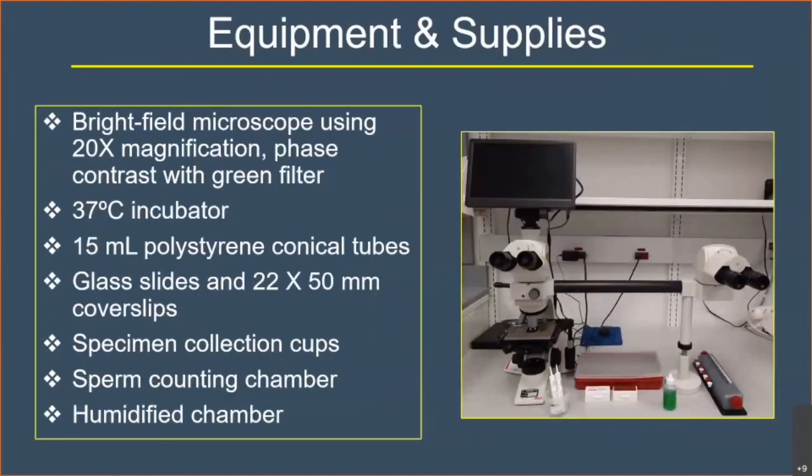So the equipment and supplies that are needed for conducting this test are the bright field microscope using the 20x magnification, phase contrast, and with the green filter. The others are what are listed are the incubator and some other supplies. And finally, what is needed is a fixed cell sperm counting chamber and a humidified chamber in which the samples are incubated. Next slide.